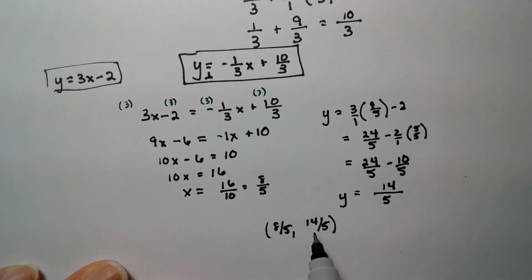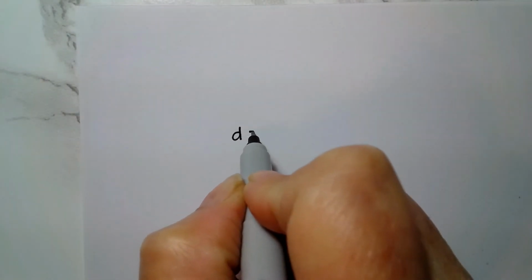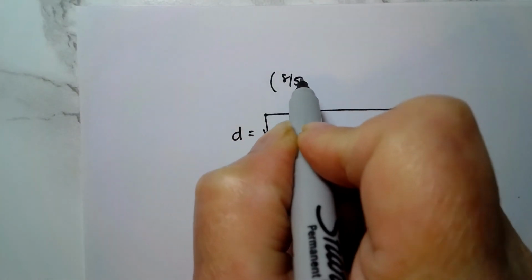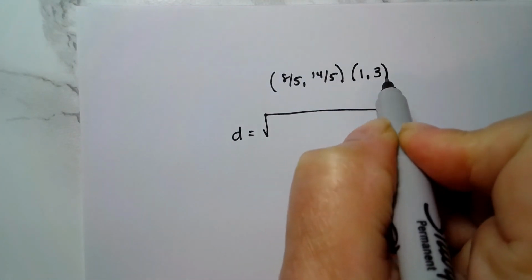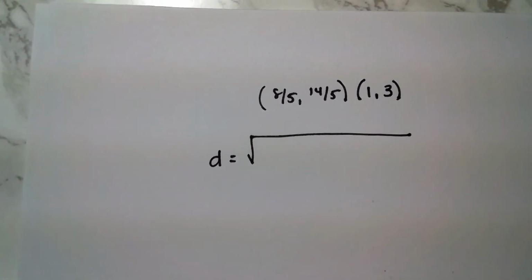And now I can use this point in conjunction with point P, which was given to me at 1, 3, into the distance formula. So let's do that. So we have distance, and I'll write the points up here again so you can see them. 8/5, 14/5, and 1, 3. So they're not pretty numbers, but again, that's what we got to deal with.